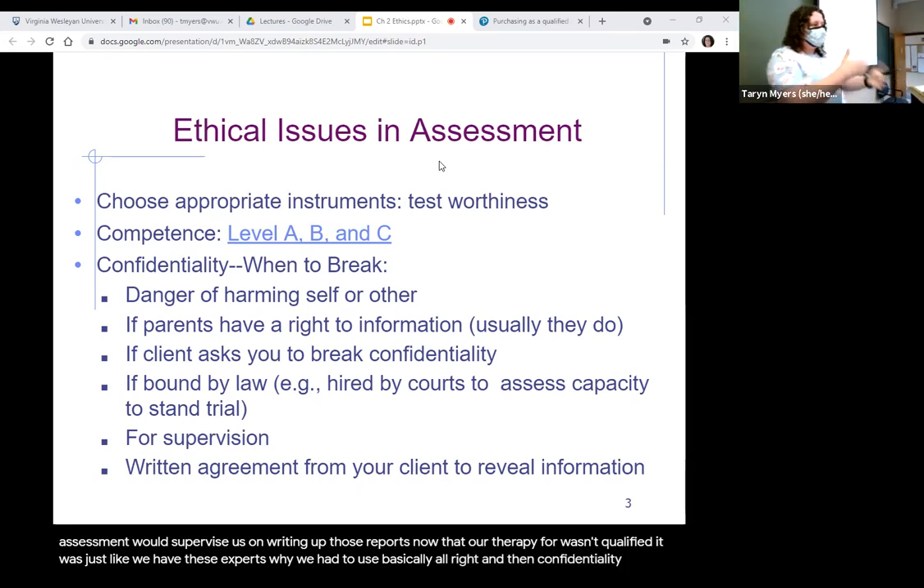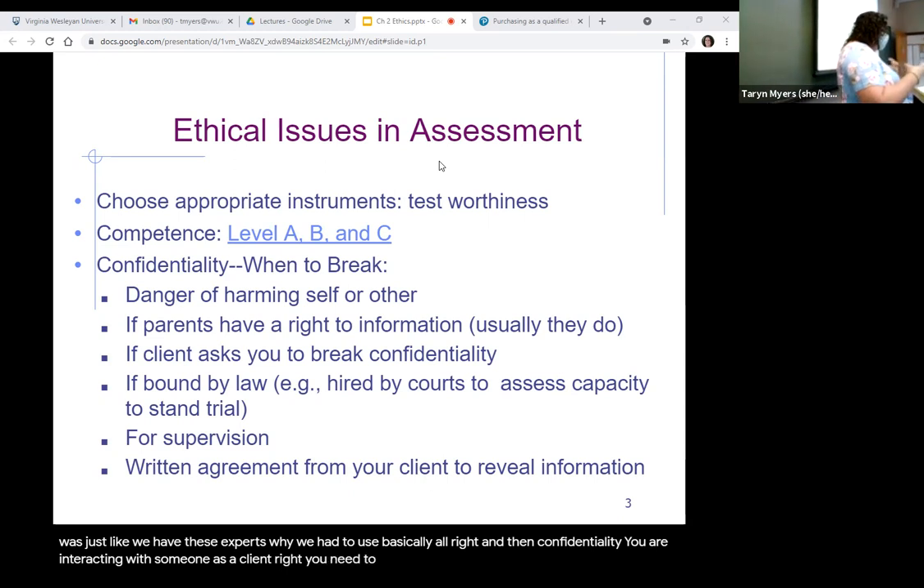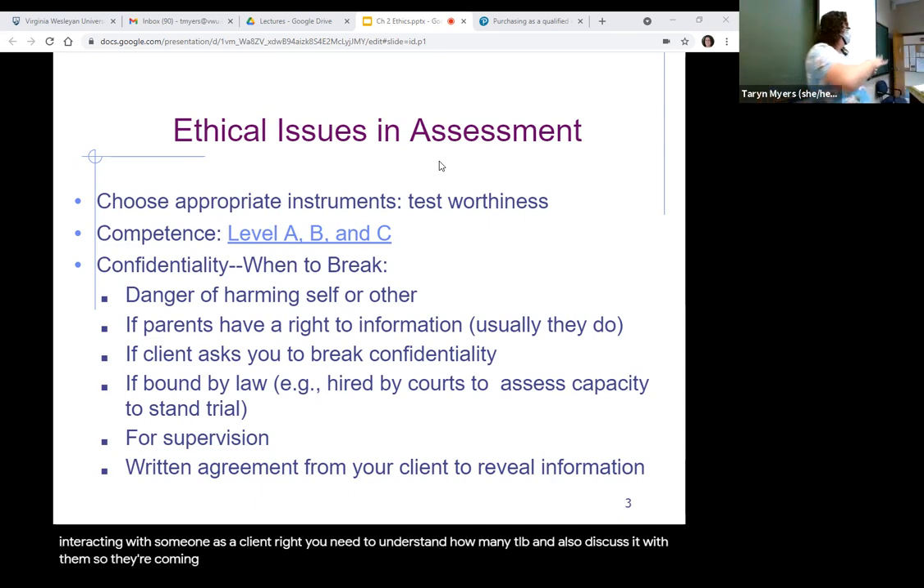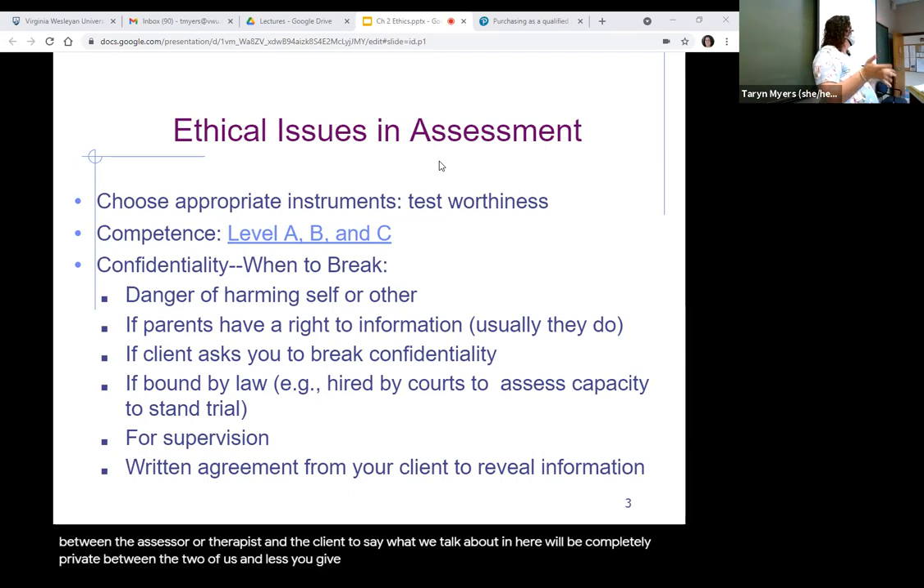All right, and then confidentiality becomes a big issue. So anytime you are interacting with someone as a client, you need to understand confidentiality and also discuss it with them. Confidentiality, if you don't know that term, is essentially the right and agreement between the assessor or therapist and the client to say, what we talk about in here will be completely private between the two of us unless you give me permission to share it elsewhere.